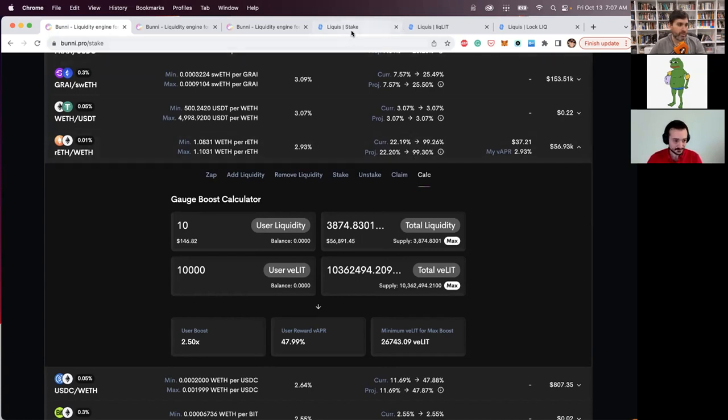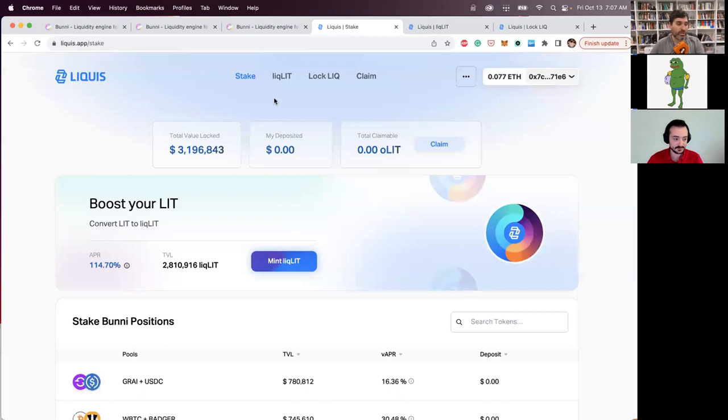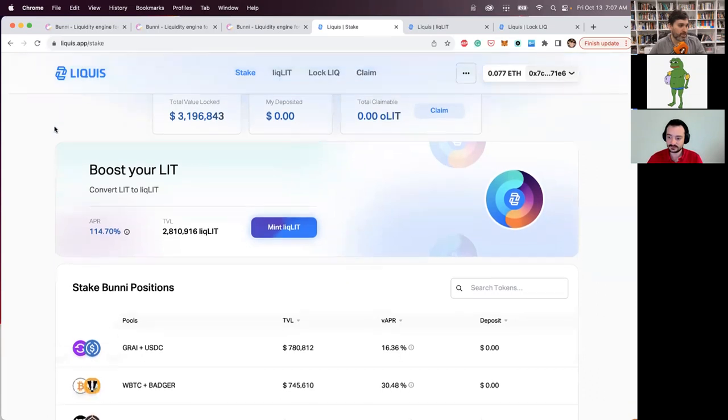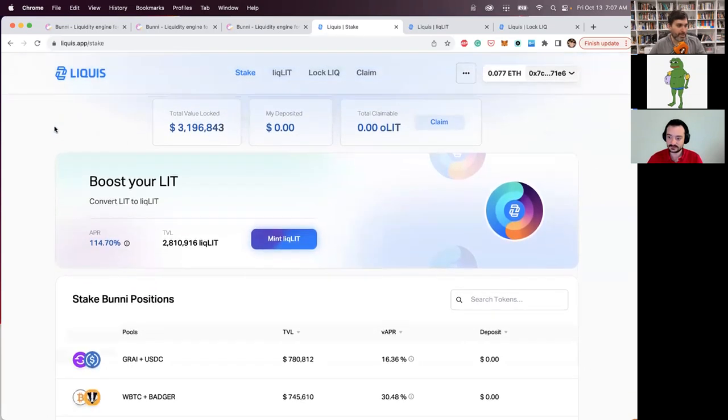Interesting. Okay, so now let's go to the Liquis site. Sorry, Scholar, for interrupting you. So tell me what I'm looking at here. I'm on the Liquis site. It's the stake page. Yes. What am I looking at?